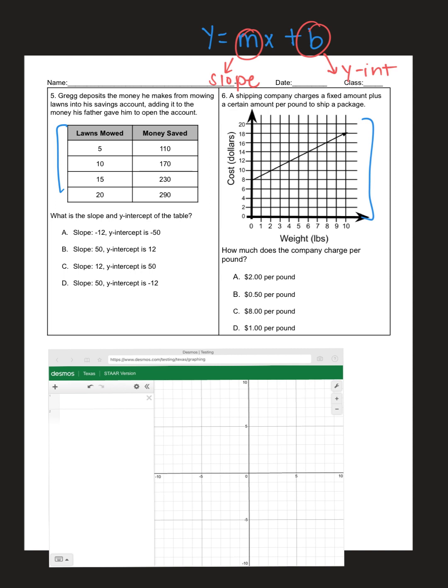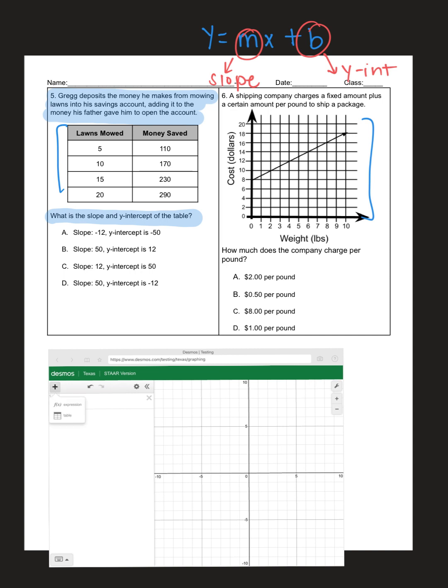So focusing on this first example over here, it says Greg deposits the money he makes from mowing lawns into his savings account, adding to the money his father gave him to open an account. If I read the question, it says, what is the slope and y-intercept of the table? So let's remember that in order to calculate slope and y-intercept from a table, I need to use Desmos by putting that table into the calculator.